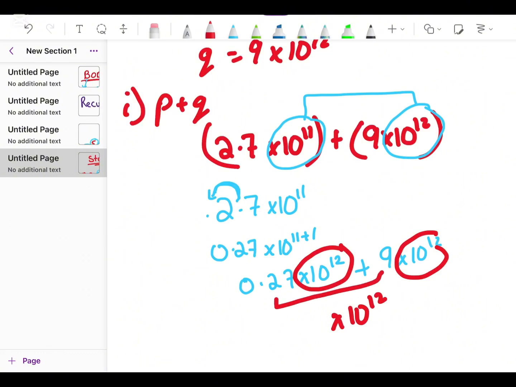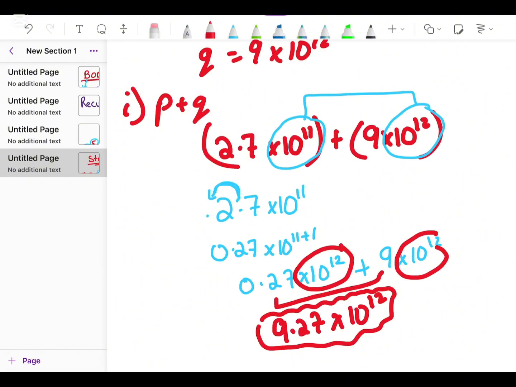So 9 plus 0.27. I hope there is no confusion. The answer will be 9.27. I hope you know the basic concept of how to add and subtract decimal numbers. I have already uploaded a video related to decimal points as well, so I hope there is no confusion in this. So the final answer will be 9.27 multiplied by 10 raised to the power 12.